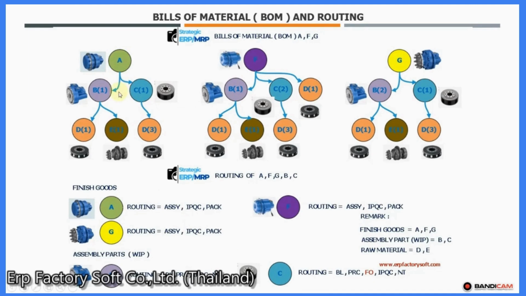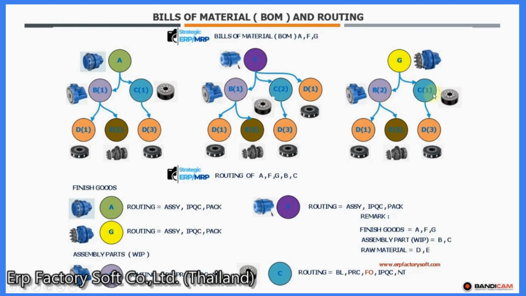Now let's look at the BOM and routing. We have 3 products, A, F, and G. Let's start with product A, which consists of B1 piece and C1 piece, then B1 piece consists of D1 piece and E1 piece, then D1 piece consists of E3 pieces, and products G and F are different as shown in the picture. From the problem, we can see that we will have an assembly job that is a common item.